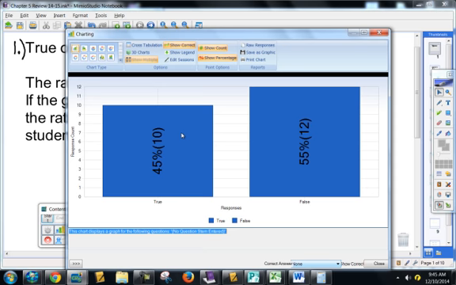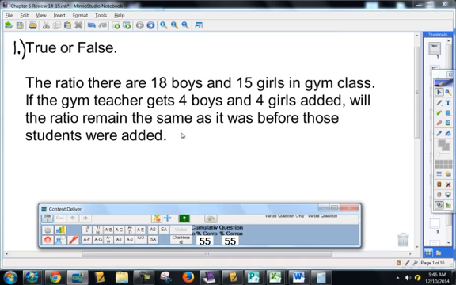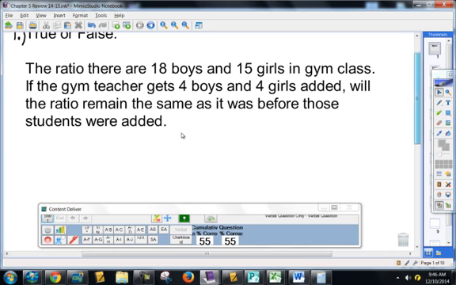Now, I'm going to just go ahead and tell you that the answer is false. So you 12 people that decided to choose false, you would be correct. Now, let's go over why it is false.